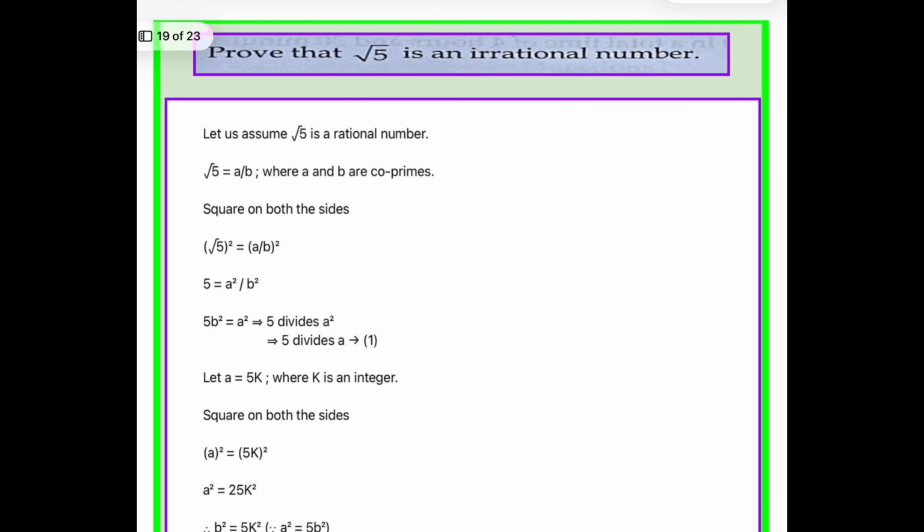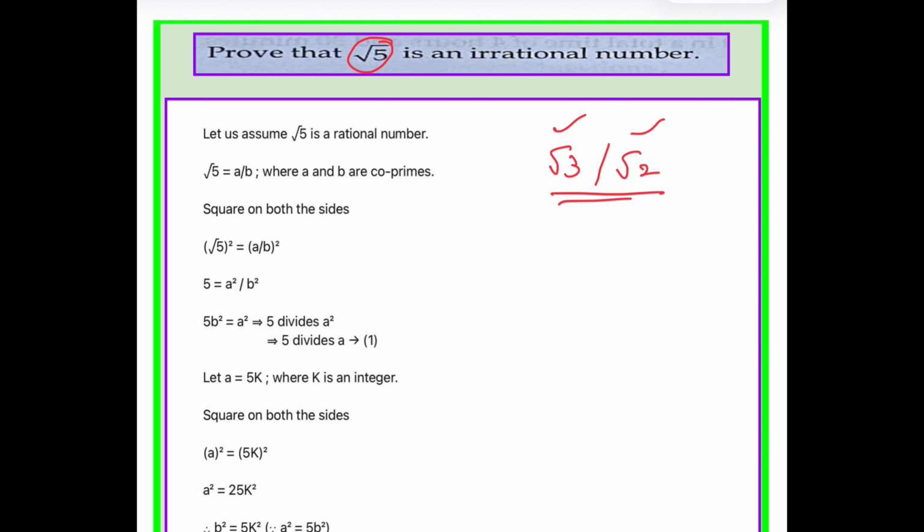Next, prove that root 5 is an irrational number. This is a very important question, 3 marks. Question is root 5 is there. They will be asked for root 3 also and root 2 also. For all 3 questions, the pattern is the same. Just change in place of root 5 either root 3 or root 2.